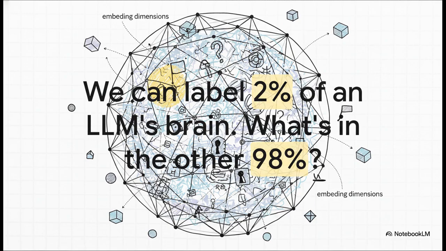We can now put a meaningful human-readable label on about 2% of Llama 3's embedding dimensions. But that leaves us with one final, massive question. What secrets, what biases, and what incredible undiscovered capabilities are still hiding in the other 98%?